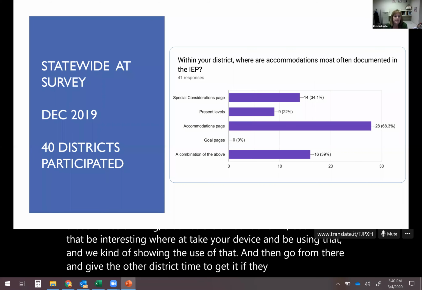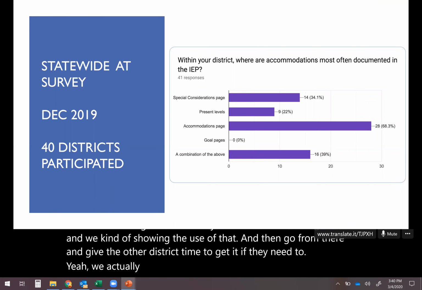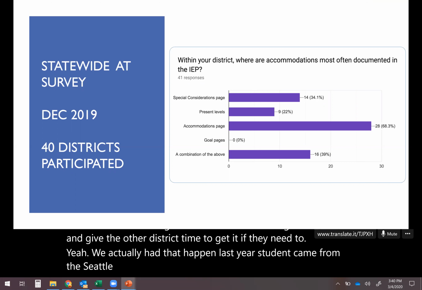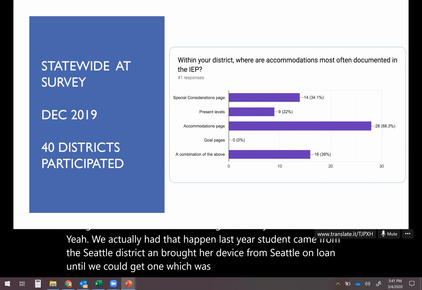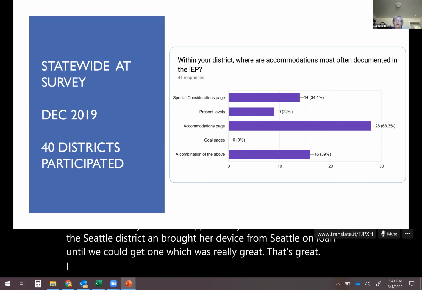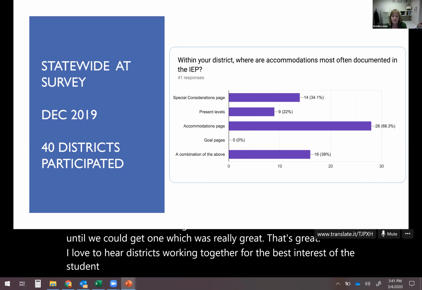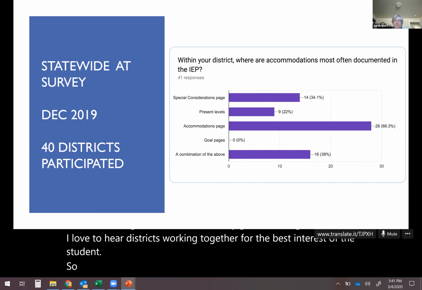Yeah, we actually had that happen last year. A student came from the Seattle district and brought her device from Seattle on loan until we could get one, which was really great. That's great. I love to hear districts working together for the best interest of the student. Yeah. So, okay, any more comments on that?